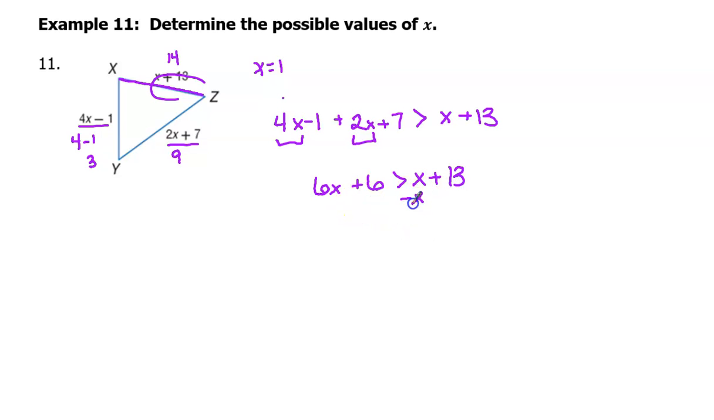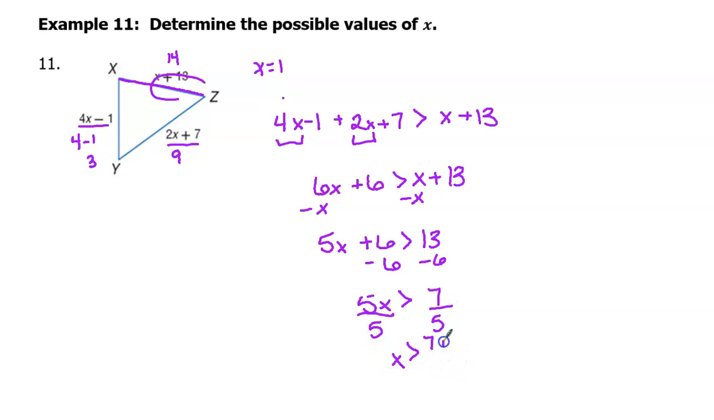I'm going to subtract this x over from the right to the left. So I'm going to have 5x plus 6 is greater than 13. And then subtract 6. 5x is greater than 7. So when I divide by 5, I get x is greater than 7/5. And that'll be my range of possible values for x. Greater than 7 fifths.